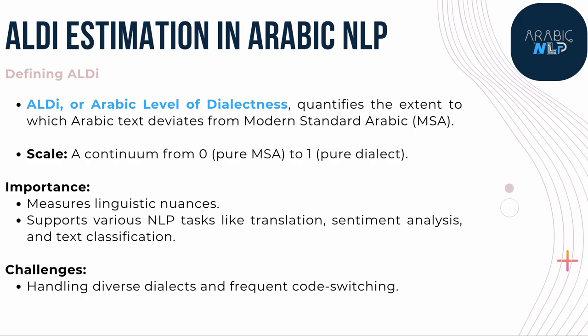And of course, this is very important since once we identify the level of dialectness of a certain context or sentence, we can use it in translation, sentiment analysis, text classification, and even more, by training, for example, dialect-specific embedding models, or using certain datasets to get some insights out of it. Like we have this level of dialectness, this level of MSA, and then we can get some stats about it. So this is very important.